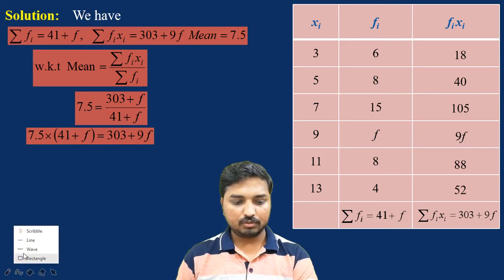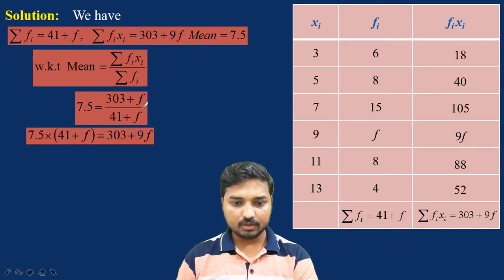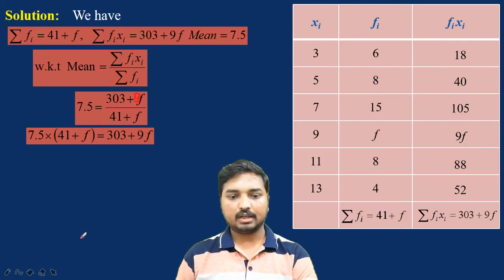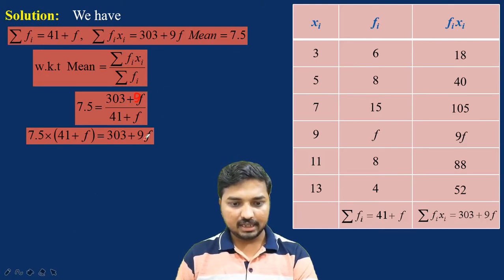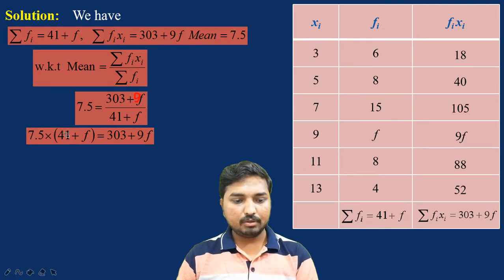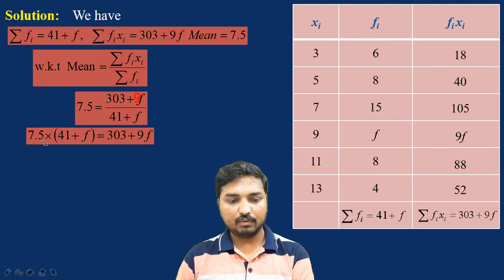Okay, so you need to make a correction here. Actually, what is present here is 9f. Remember, here 9f. Then 303 plus 9f. Now you need to multiply 7.5 by 41 and 7.5 by f. It will become 7.5f.